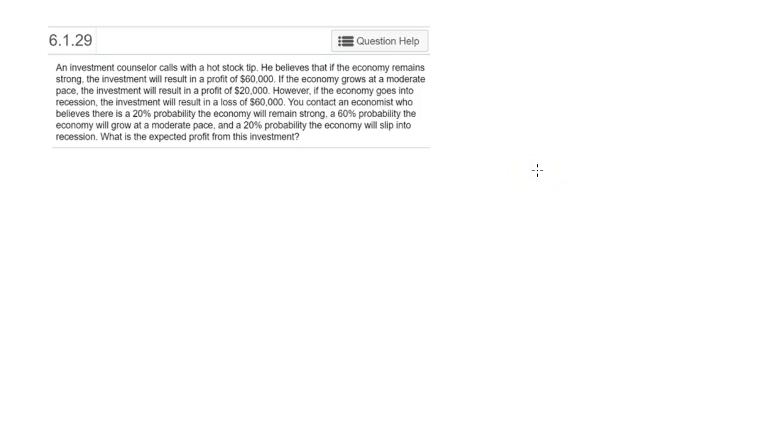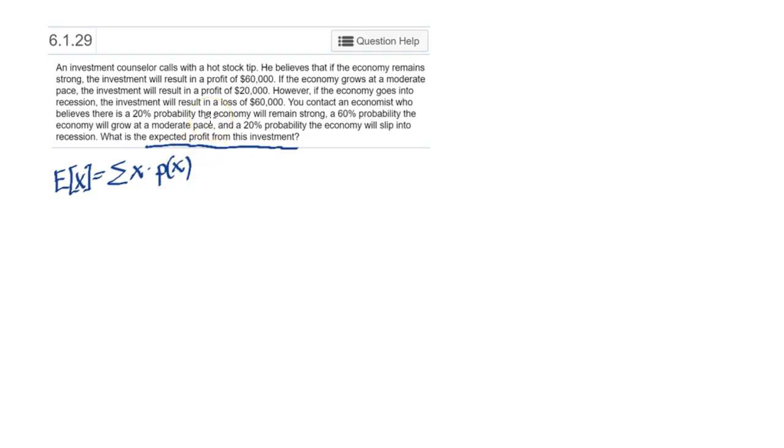All right, so we had a concern about 6.1.29, which is question 15 from this first module homework activity. And it's asking, what is the expected profit? So we're looking for expected profit for the investment described above. And to do this, we need to use the expected value equation. So the expected value of a random variable x is equal to the summation of the product of each value times its respective probability.